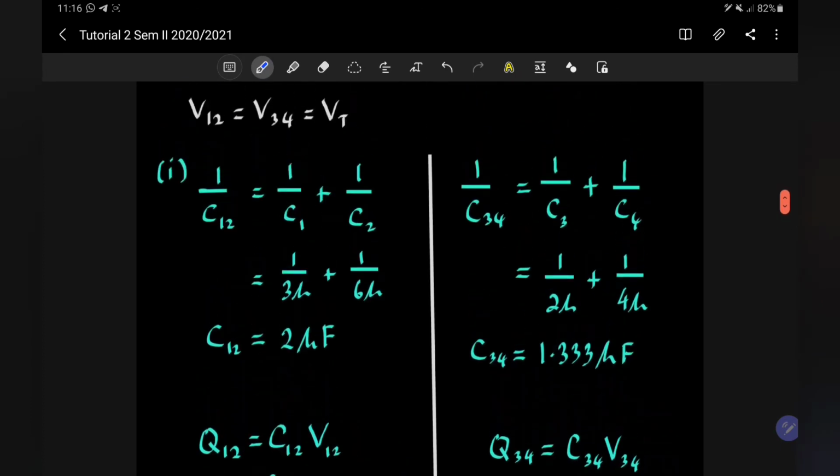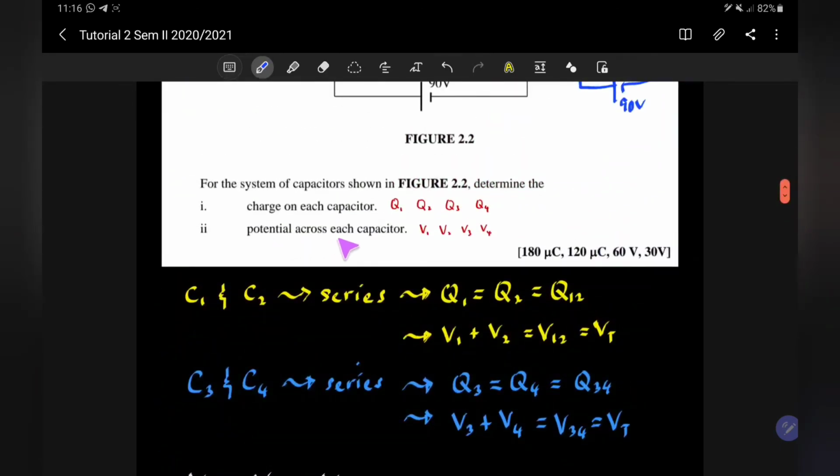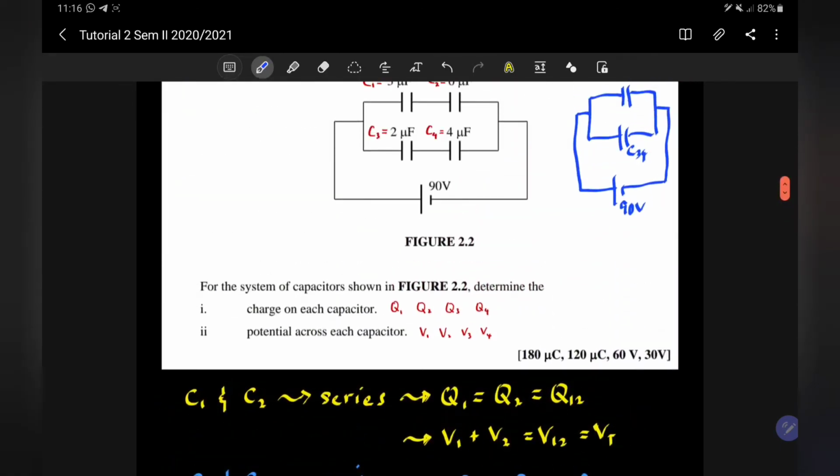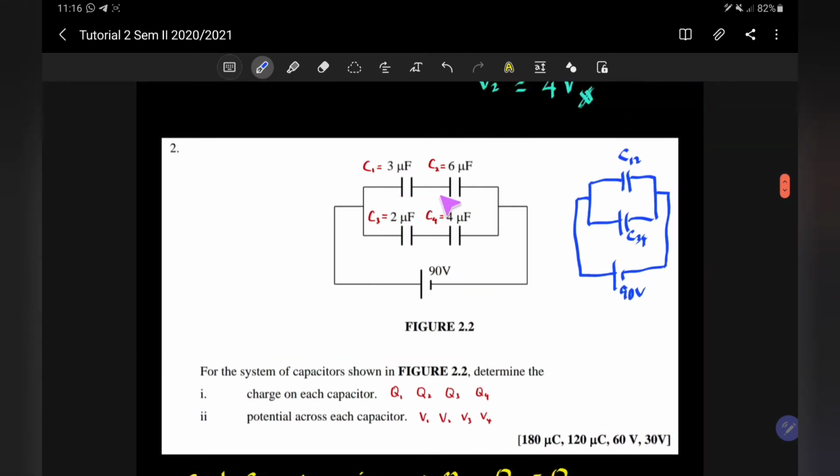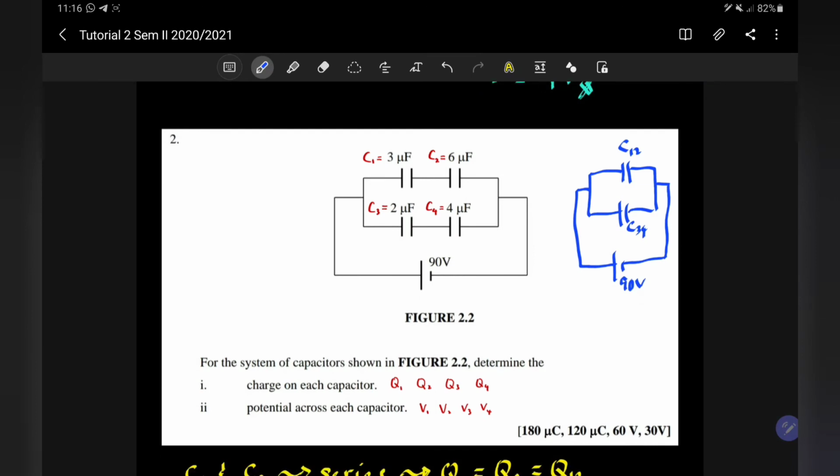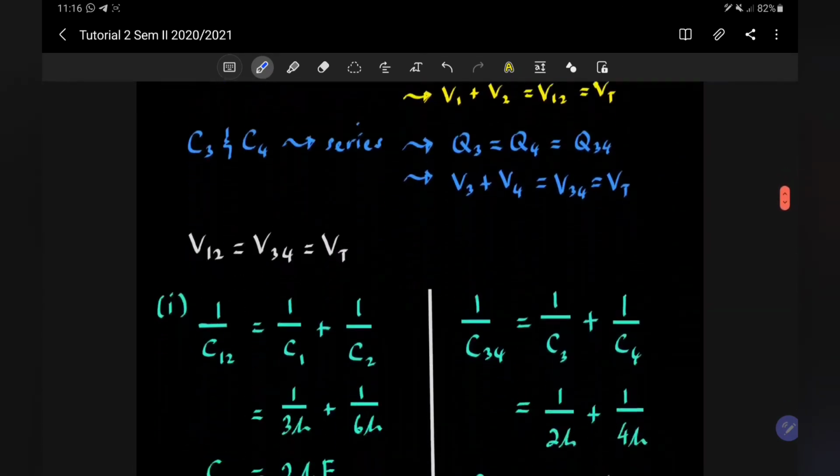Next, they ask you to calculate the potential across each capacitor, which is V1, V2, V3, and V4. That is the potential across each capacitor. Alright, so how to calculate V?